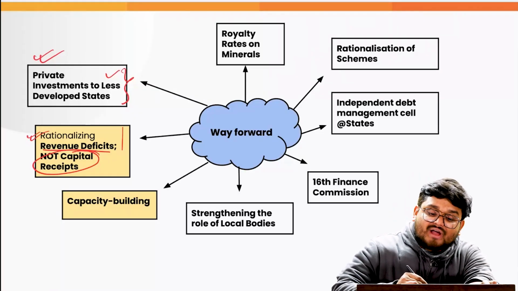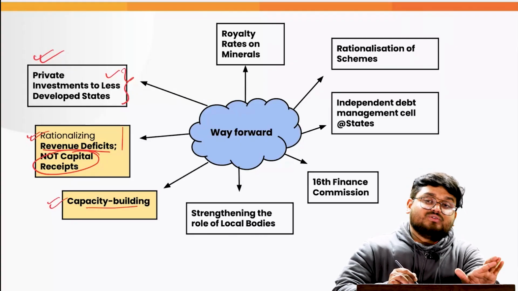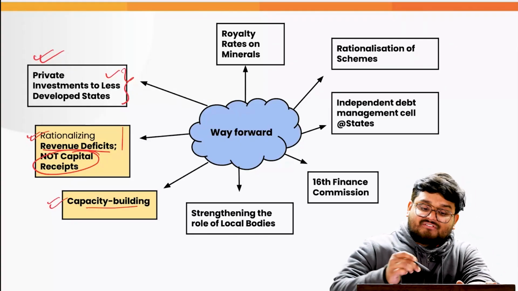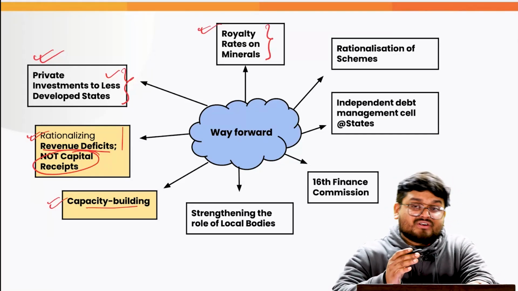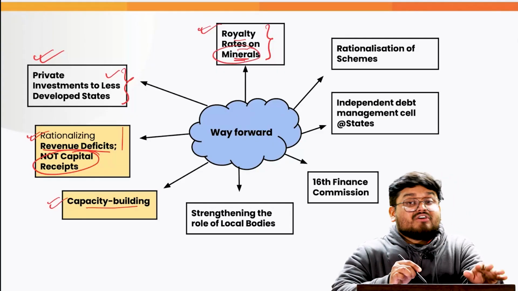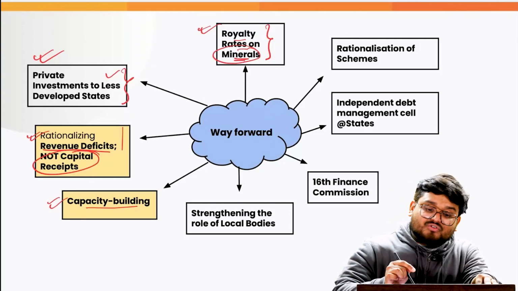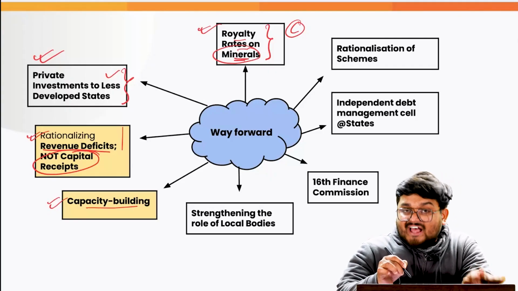Next, we have to have better capacity building, training of state government employees with reference to debt management activities. Next, the states must also be empowered to increase or decrease the royalty rates on various minerals, because based on this they can attract various other business opportunities. The power of the same right now is with the center, so the center can take a progressive step here.